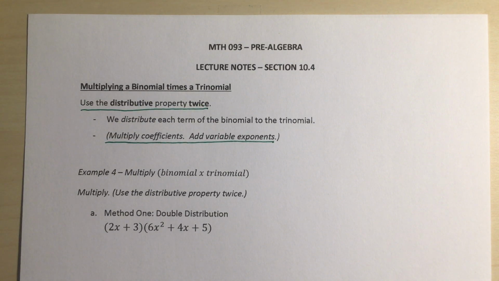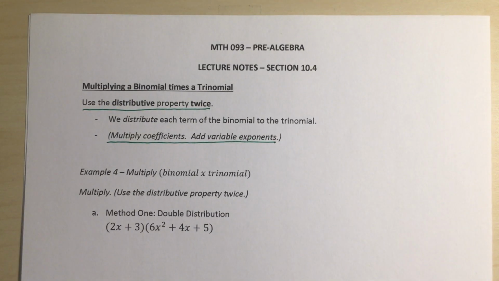All right, so in example 4, we're going to multiply a binomial times a trinomial. Again, we're using our distributive property twice. And I'm actually going to work through the exact same problem 3 different ways. This means that as you're going through the homework, there are a couple of these. You don't necessarily have to do the same problem 3 times, 3 different ways. Pick your favorite way. Maybe try each way and decide what your favorite method is.